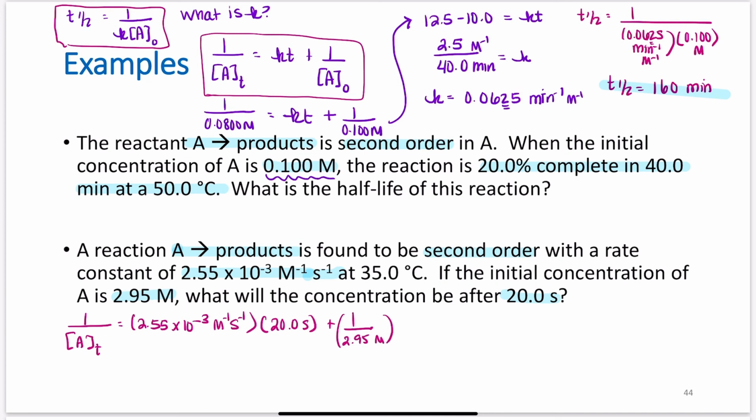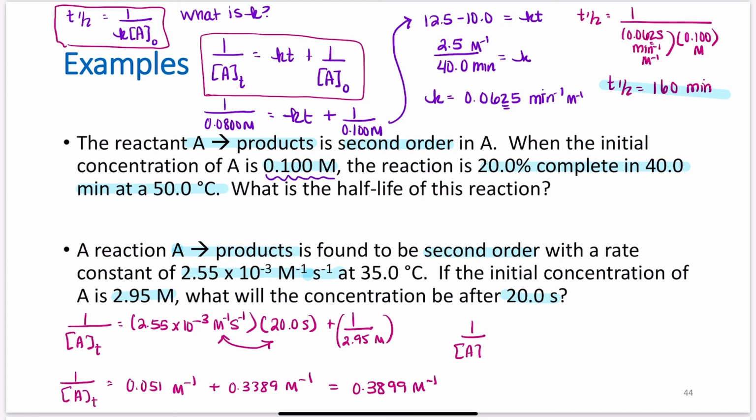I'm running out of room. 1 over A_T, I'm going to do the multiplication here first: 0.051 molar to the minus 1. And the division here: 0.3389 molar to the minus 1. Combine these together, this gives me 0.3899 molar to the minus 1, and that is equal to 1 over A sub T. Solve for A sub T.